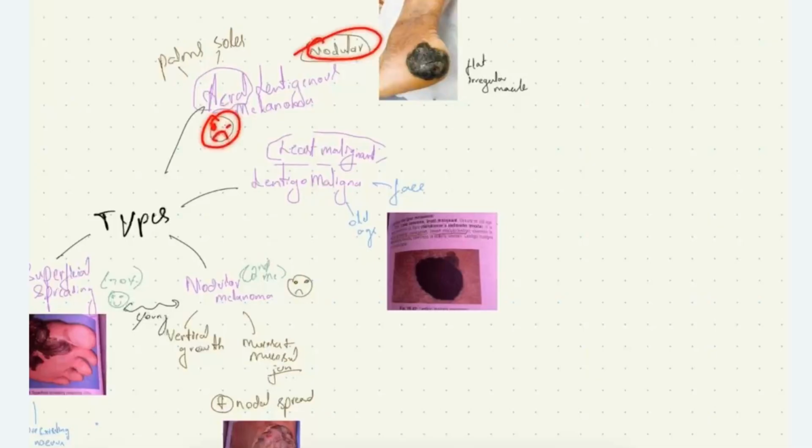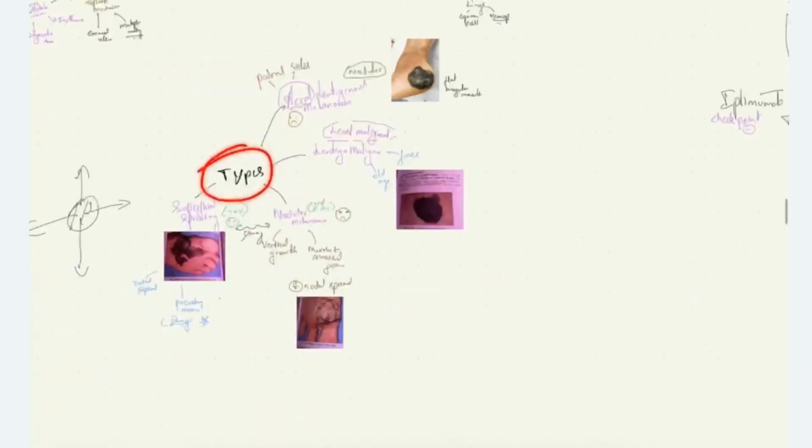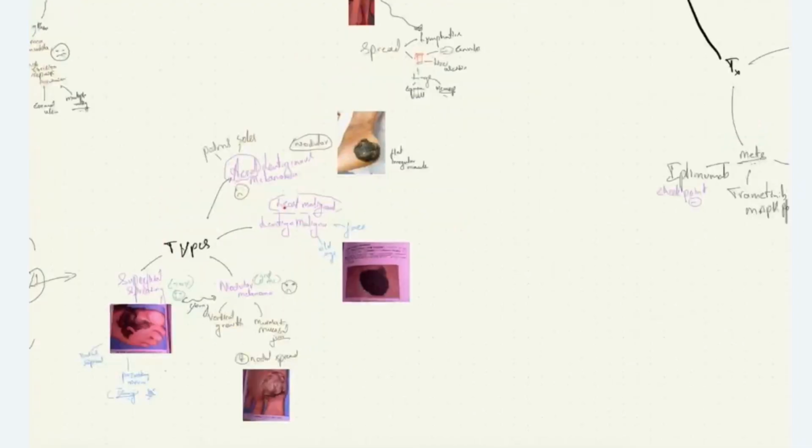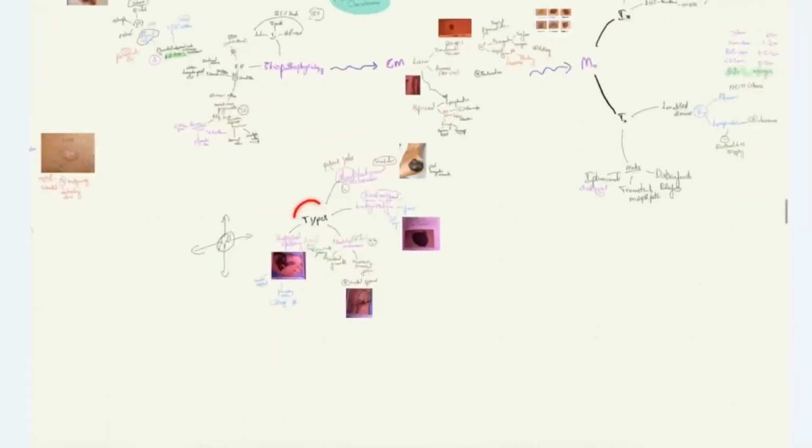So we see the types of malignant melanoma: two types are most commonly seen in young patients, that are superficial spreading and nodular melanoma. Superficial spreading is the most common type, followed by nodular melanoma. Then we saw lentigo maligna in old patients and acral lentiginous melanoma seen in palms and soles. This is about the types of malignant melanoma.